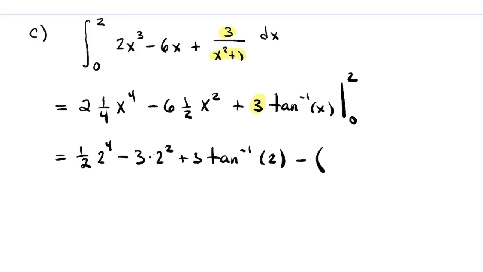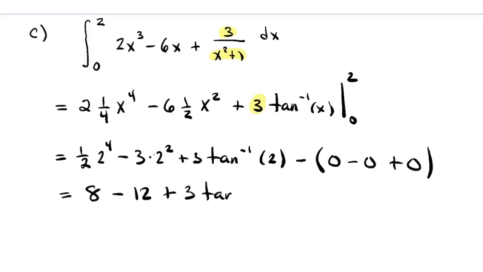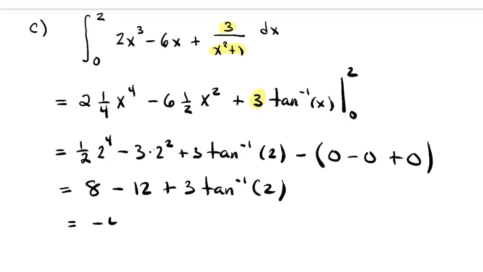Plugging in x equals 0. Well, 0 to the 4th is 0 minus 0 squared. And then the arctangent of 0 is 0. I know, without a calculator. You can check it out, though. The inverse tangent of 0 is 0. So this thing ends up being, what, 16 over 2, that's 8, minus 3 times 4 is 12, plus 3 times the, I have to figure out this on my calculator, but 8 minus 12 is negative 4. So here's an exact answer. An exact answer to that expression is given by negative 4 plus 3 times the inverse tangent of 2.